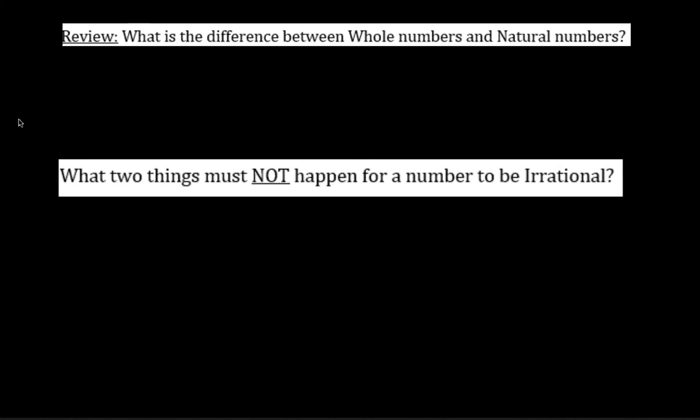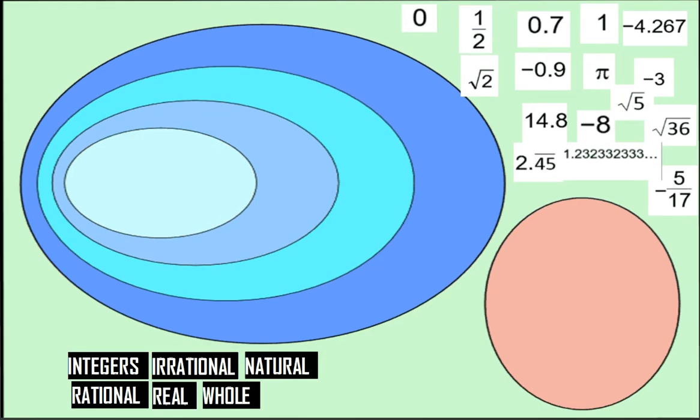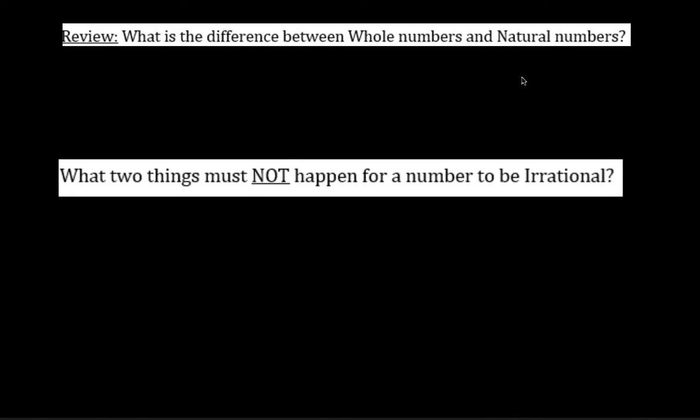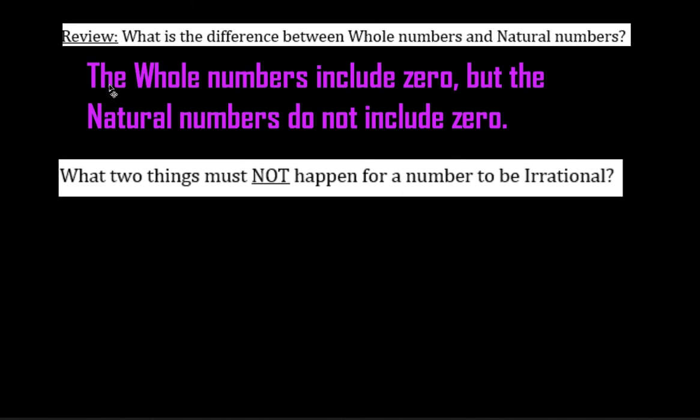If you remember, we kind of closed with this last time. We said that the whole numbers include 0, but the natural numbers do not include 0. A way to remember that is you could say the whole numbers have that little O in it, and so you can remember that as the 0. So whole numbers have 0, natural numbers, the counting numbers, start at 1.